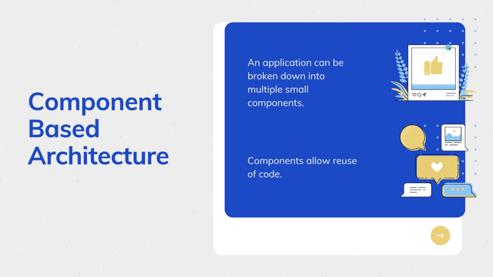And an example of component-based architecture is, if you go to an Instagram page and you see your posts or other people's posts coming below each other, those posts are just components, and those components are being rendered one after the other. So that is what a component-based architecture looks like.